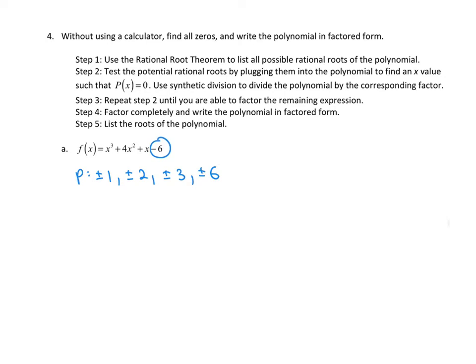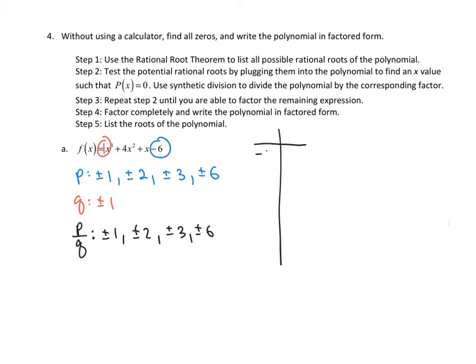And then I list the factors of my leading coefficient, which is a 1, so Q is just going to be plus or minus 1. And then when I do all possible combinations of P over Q, all of those P numbers are going to be over plus or minus 1 for Q, so it's just going to be plus or minus 1, plus or minus 2, plus or minus 3, and plus or minus 6. And now I'm going to make a table where I plug these numbers in.